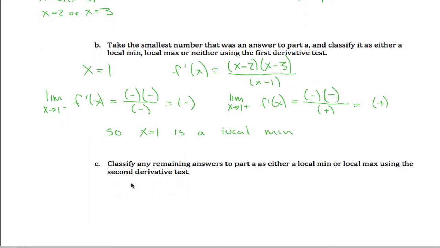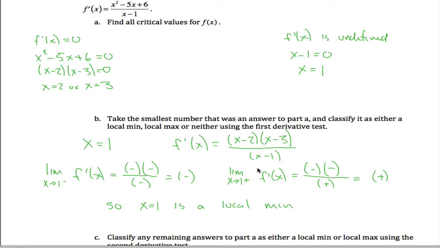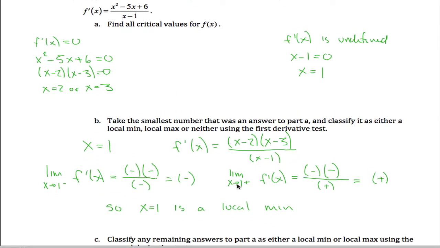Classify any remaining answers, x equals 2 and x equals 3, to part A, as either a local min or a local max using the second derivative test. Alright, for the second derivative test, we'll need to know the second derivative. We know the first derivative. You can use any form of it you want. I'll probably just use the one that's given.